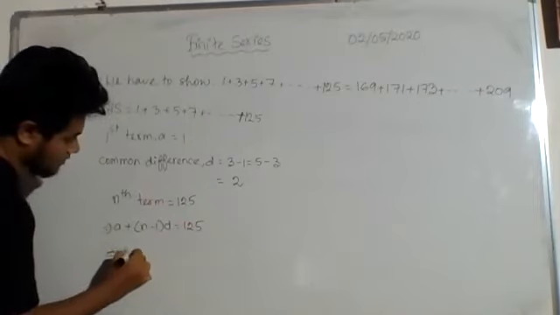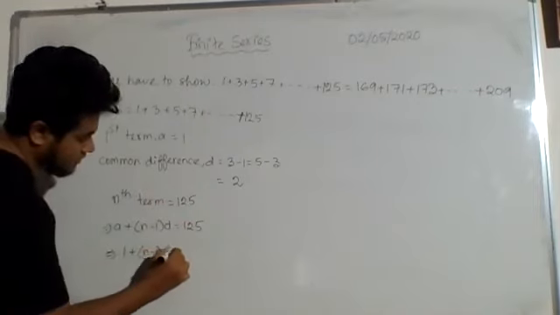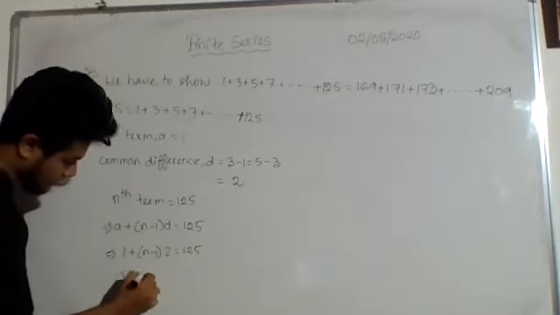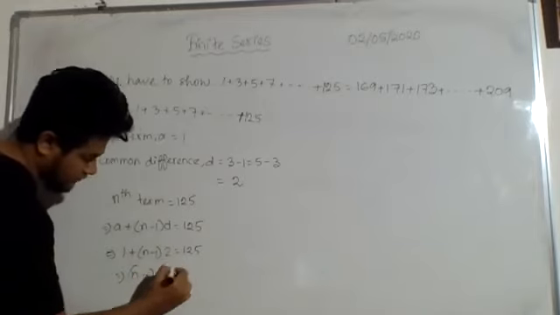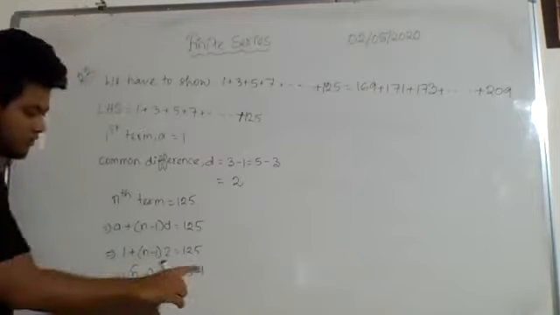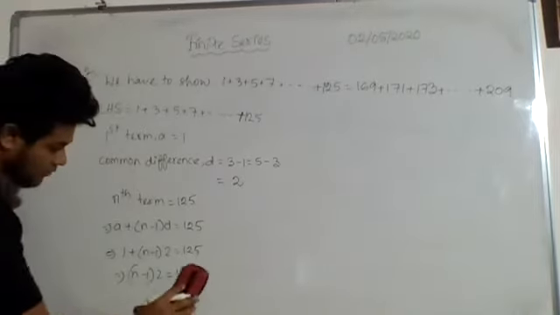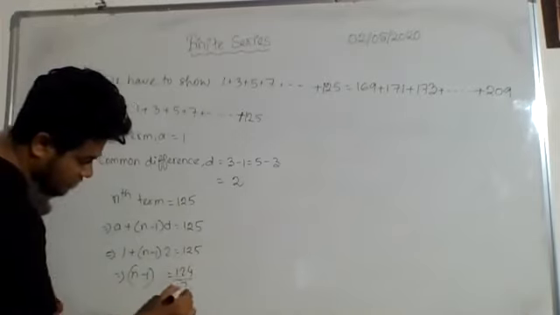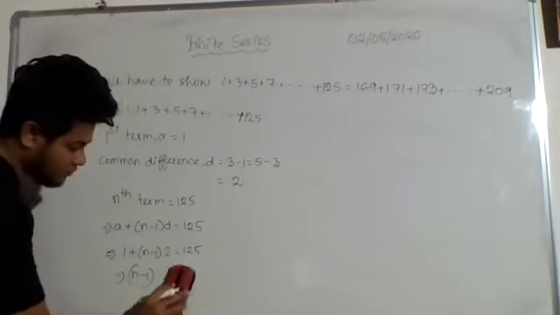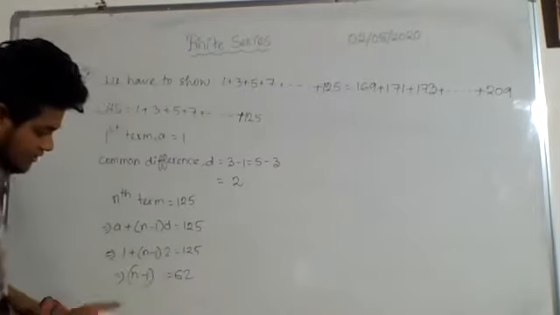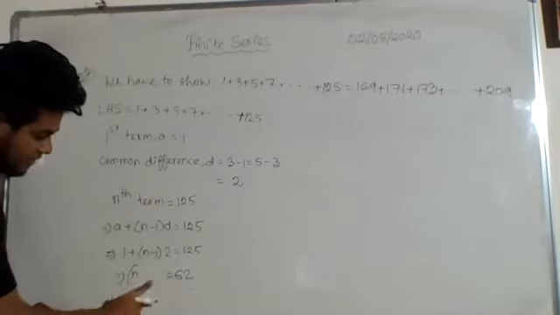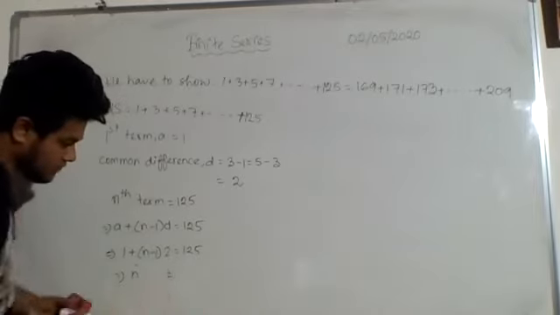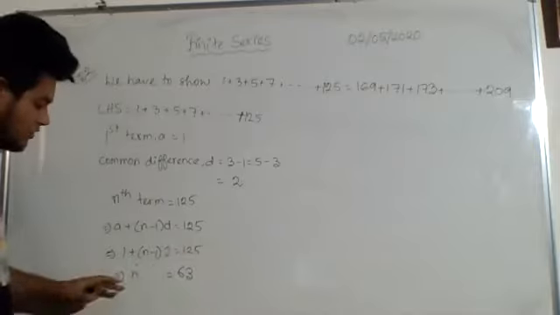So a is 1 plus n minus 1 into d. D is 2. So 125. From here, I will find the value of n. So n minus 1 into 2 is equal to 125 minus 1. If I change the side, it will be subtracted, right? 125 minus 1, how much it will be? 124. Then this 2 is multiplied. If I change the side of this, it will be divided by 2. 124 divided by 2 gives us 62. Right? Then this minus 1 is there. If I change the side of this minus 1, it will come this side and it will become plus 1. So it will be 63. So the value of n is 63.